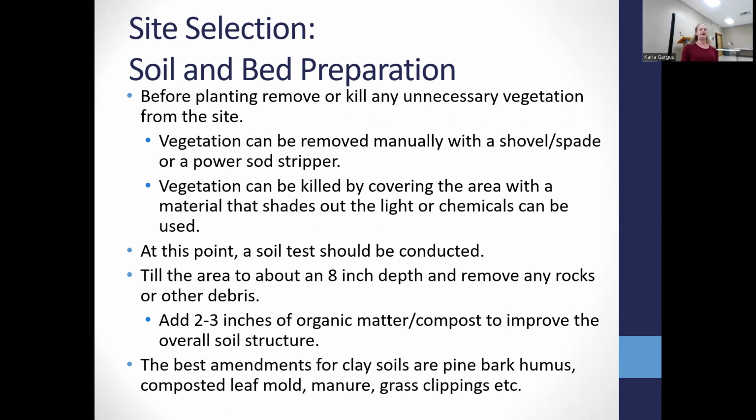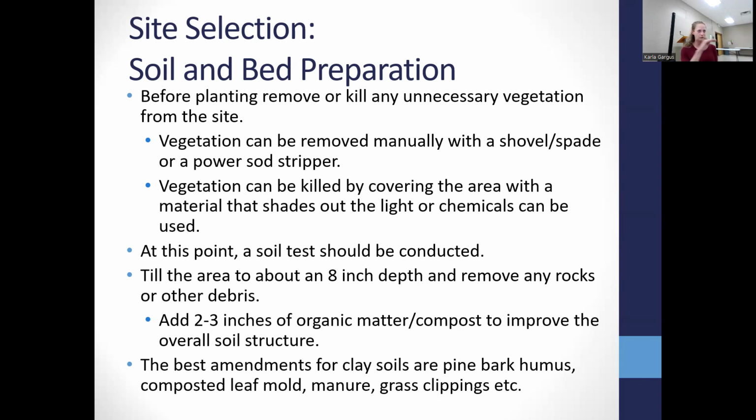So anyway, getting back to this. You can remove the vegetation manually. You can use a shovel or a spade, or you can spray with a pesticide type product. Or we can do the solarization during the summer. Then once you've removed all the weeds and such, you would take your soil test at that time, before you add any lime or any other amendments.